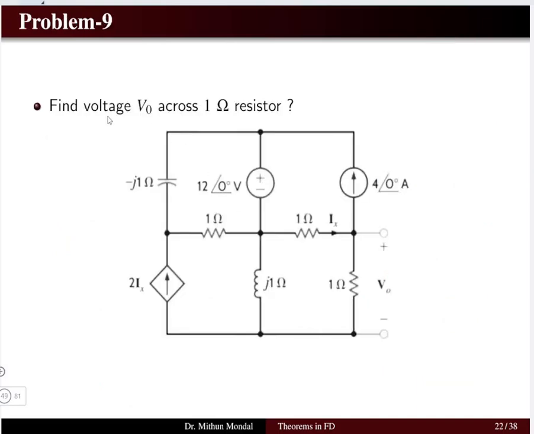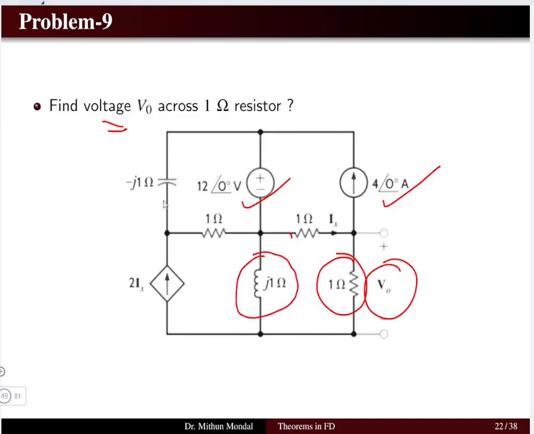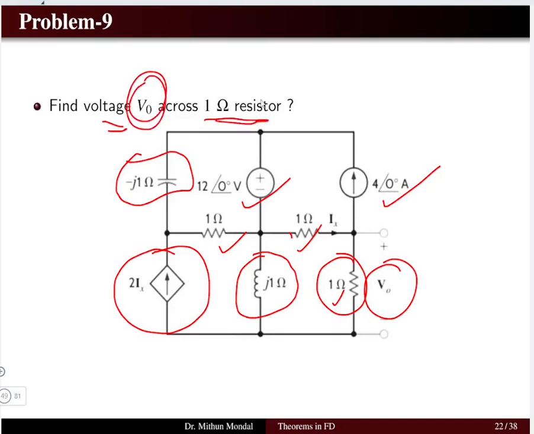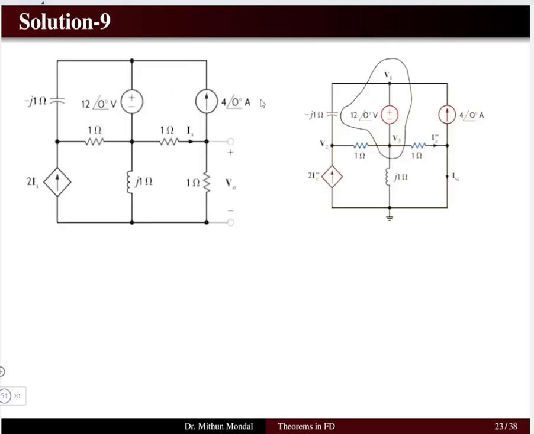Now here we need to determine the voltage V0 across the 1 ohm resistor using the concept of Thevenin's or Norton. We have a source of 4 angle 0, that is an independent current source. We have an independent voltage source of 12 angle 0. We have an inductor, that is j1 ohm, and a capacitor of minus j1 ohm. Others are resistors. We have a dependent current source of 2 Ix. So we have to determine the potential V0 across the 1 ohm resistor using the Thevenin's or Norton concept.